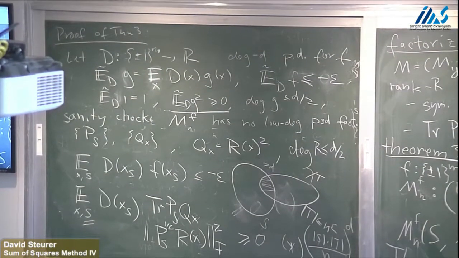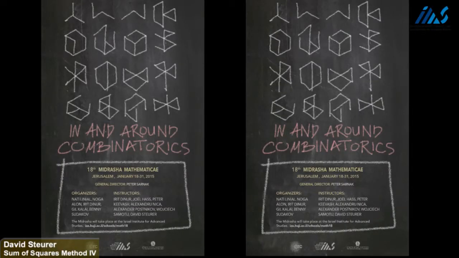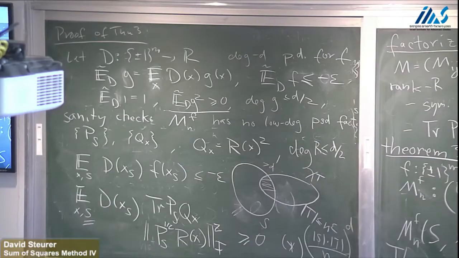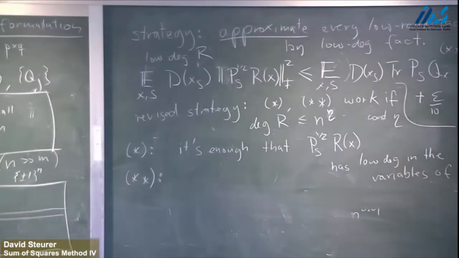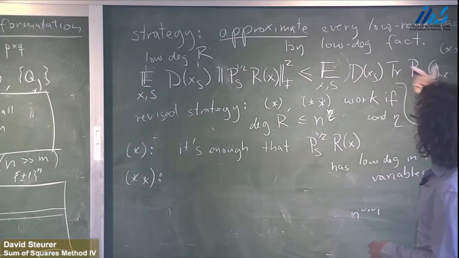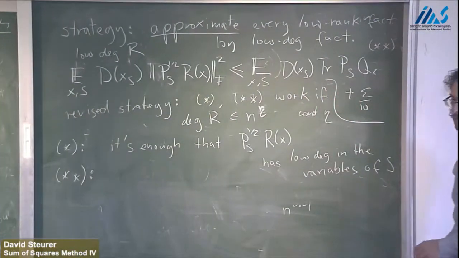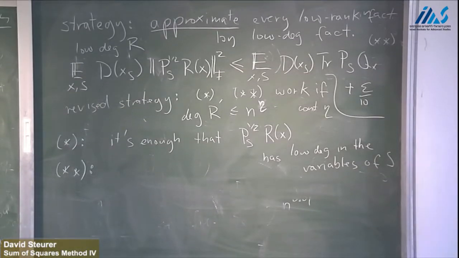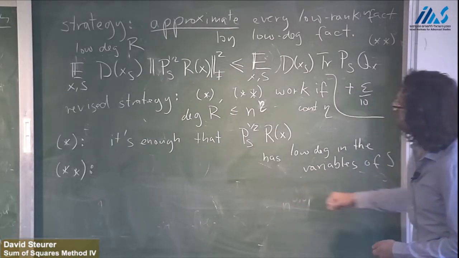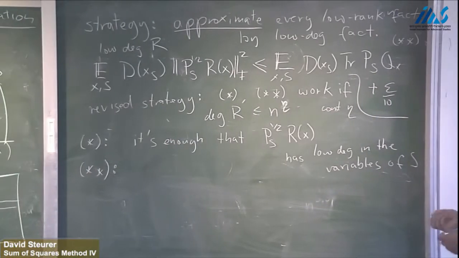And now the question is, why can you assume that R has degree n to the epsilon? And this is the more mysterious part. So why, if you have a low rank factorization, can you make it into a function that has degree n to the epsilon? So let me give you a very high level reason.